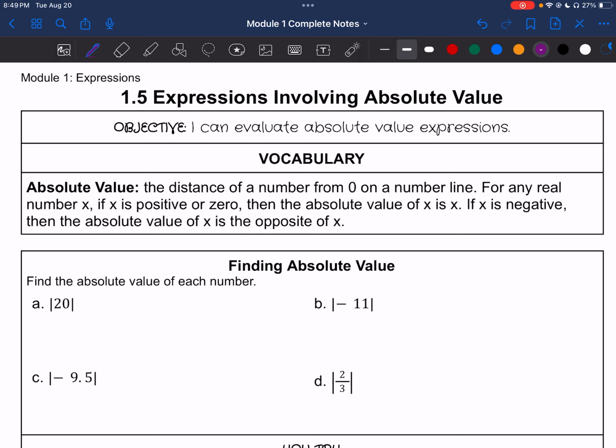What is it? The distance of a number from zero on a number line. That is our definition of absolute value. So, in a little bit bigger context, for any real number x, if x is positive or zero, then the absolute value of that number is x. If x is negative, then the absolute value of the number is going to be the opposite of x.